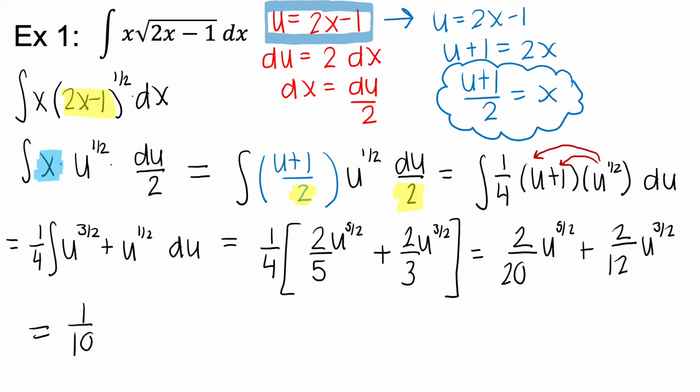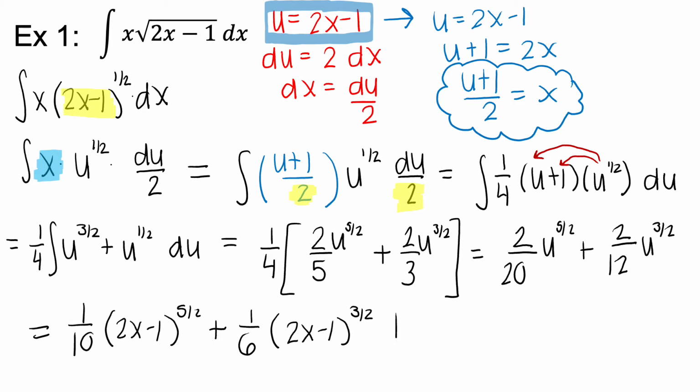With an indefinite integral, we need to replace our u back with our x. So let's make this 2x minus 1 to the 5/2, plus 2/12 is just 1/6. Replace our u with 2x minus 1 to the 3/2. And again, because this is an indefinite integral, let's not forget about that plus c.